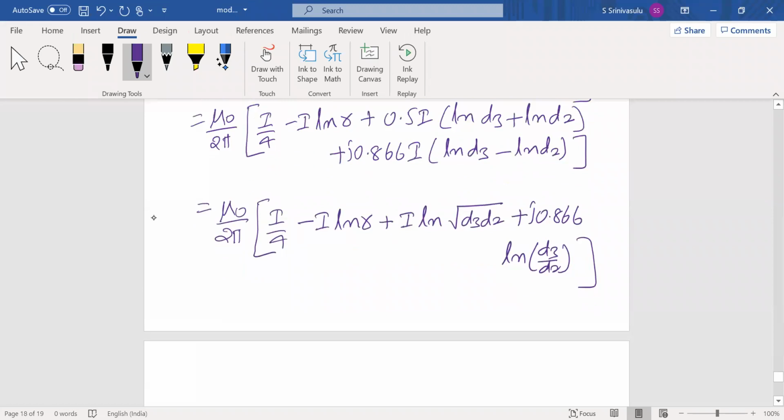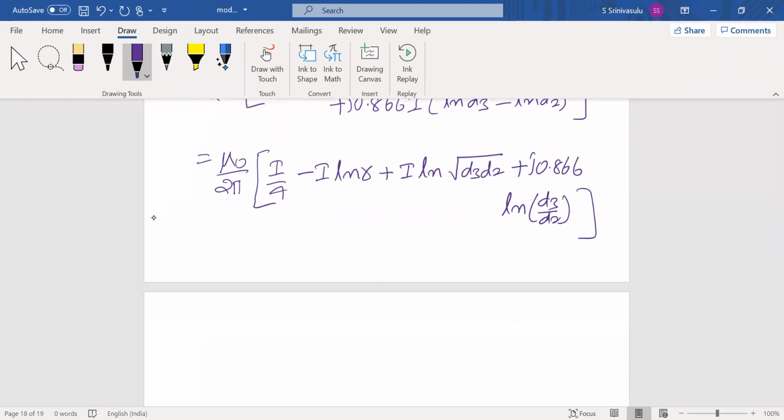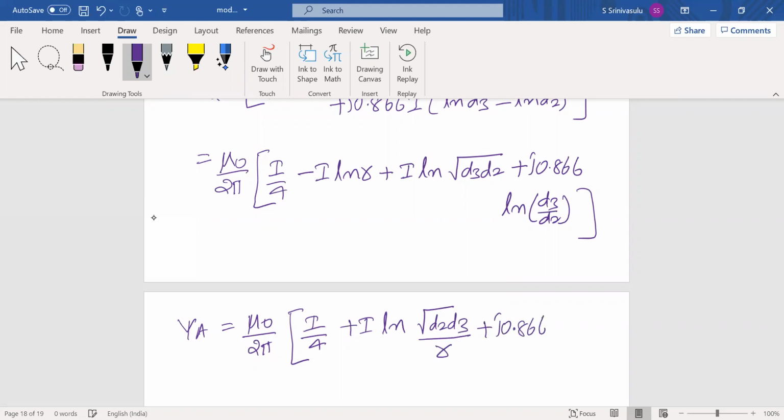After simplification, what is common here? I is common. This is log A minus log B, which I can write as log A by B. If you write this again, psi A equals mu naught by pi, I by 4 plus I into ln of A by B, which is ln A minus ln B, finally ln of root over d2 d3 by r plus j 0.866 I into ln of d3 by d2. This is what I have done.